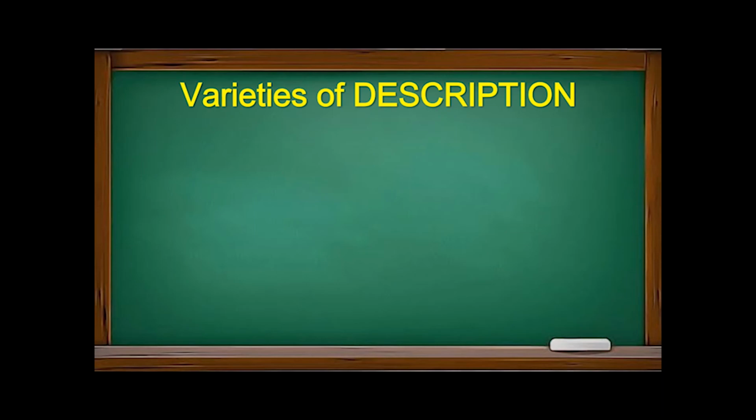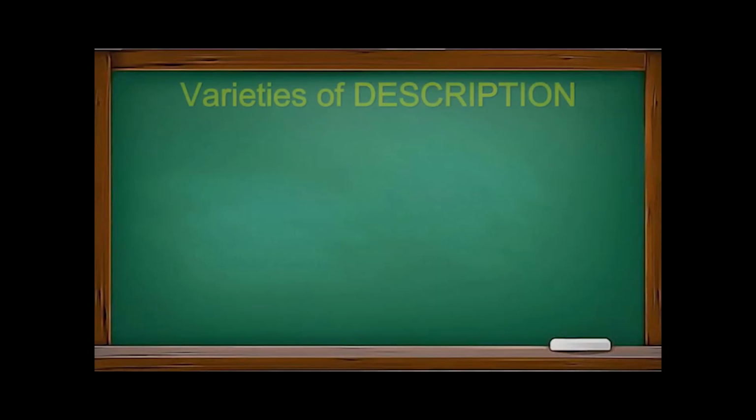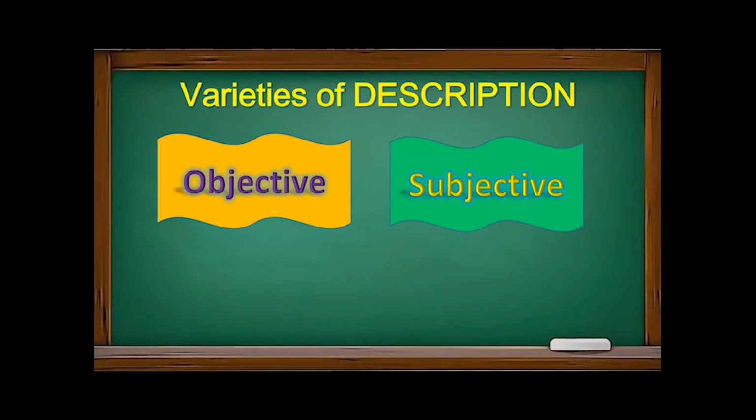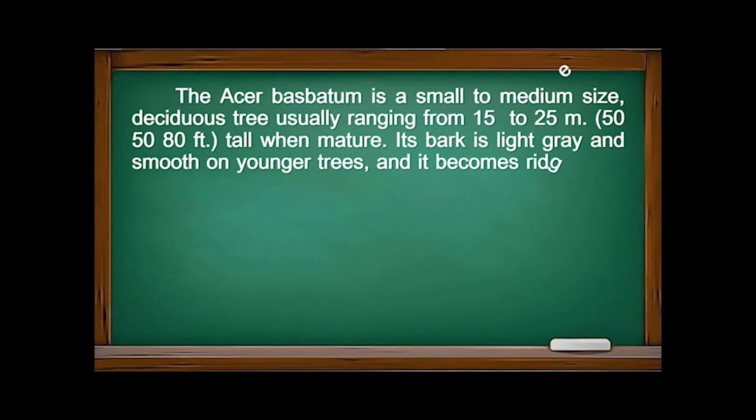There are two varieties of description. We have objective description and subjective description. In an objective description, this looks into factual and scientific characteristics of what is being described as objectively as possible. The writer stays away from emotional impressions or responses and describes the scene as it is. Read the paragraph silently and get ready to analyze how the subject is being described.